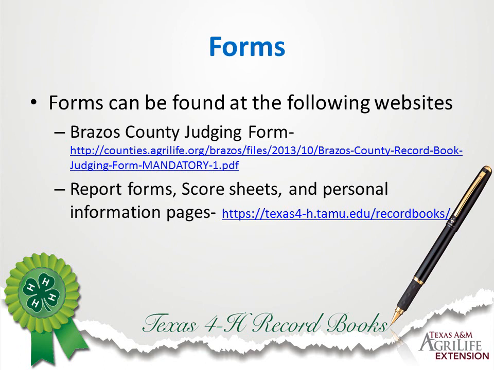As we talked about earlier, all of the forms that you need for your record book can be found at these websites. The Brazos County record book judging form, which says, yes, I want my record book judged, or no, I don't, can be found at this top link right here. All the other report forms, score sheets, personal information page, and any other record book tip sheets, any and all of that can be found on the State 4-H website under the record book section. You can follow this link right here and it'll get you there.